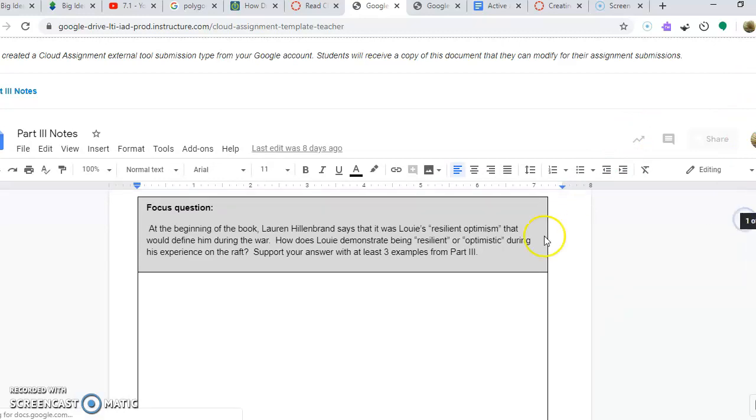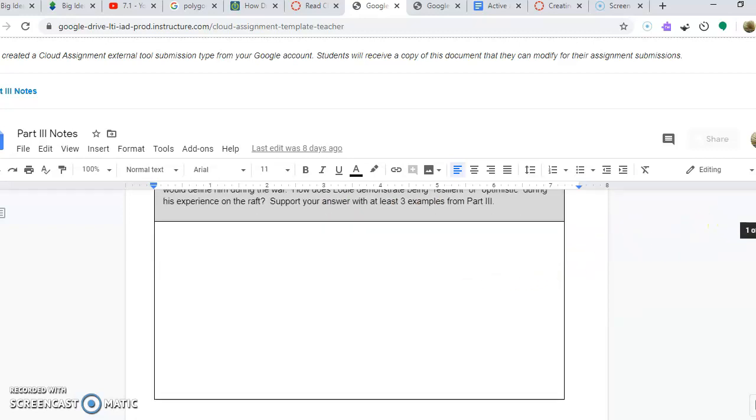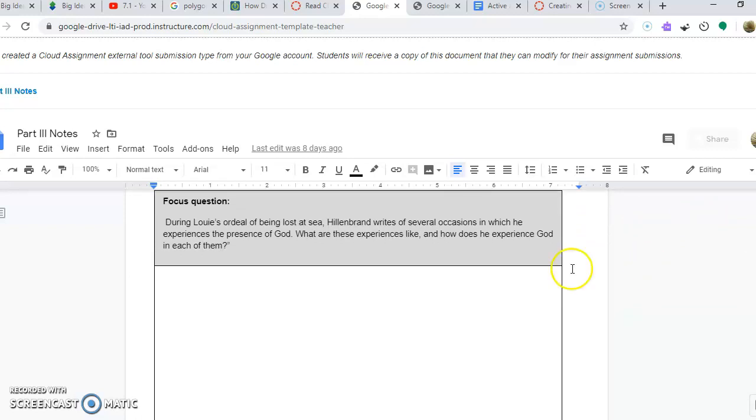So first, kind of looking at the idea that Louis is resilient and optimistic. Hillenbrand said at the beginning of the book that it was his resilient optimism that would define him. So think about how he is either resilient or optimistic during this experience on the raft. Make sure you can include 3 examples. And then during Louis' ordeal of being lost at sea, Hillenbrand writes of several occasions in which he experiences the presence of God. What are these experiences like? How does he experience God in each of them?